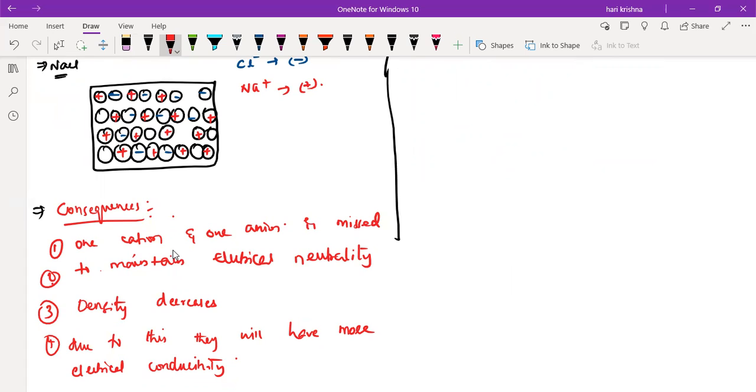So due to missing of the atoms in the given solid, the density will decrease because the mass of the atoms is decreasing, right? Density is equal to mass by volume, so density is directly proportional to mass. So density will decrease due to decrease in the number of atoms. Due to this, they will have more electrical conductivity. So these are the main points in the Schottky defect. Any doubts in this?